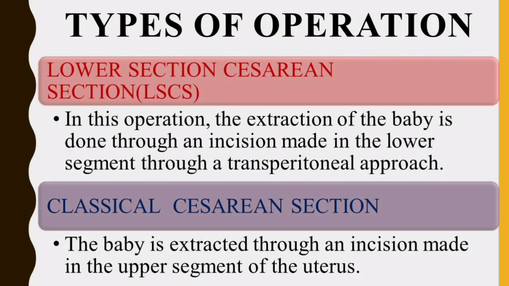Now we will see the types of operation. First one is lower segment caesarean section. Sorry, by mistake in the slide it is written wrong. It is lower segment caesarean section. In this operation, the extraction of the baby is done through an incision made in the lower segment through a transperitoneal approach, as the name says, lower segment caesarean section. Next is classical caesarean section. The baby is extracted through an incision made in the upper segment of the uterus.